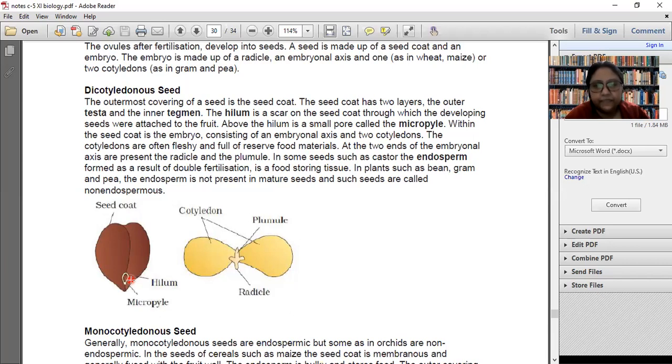Class? Moong. Root is coming through this micropyle.